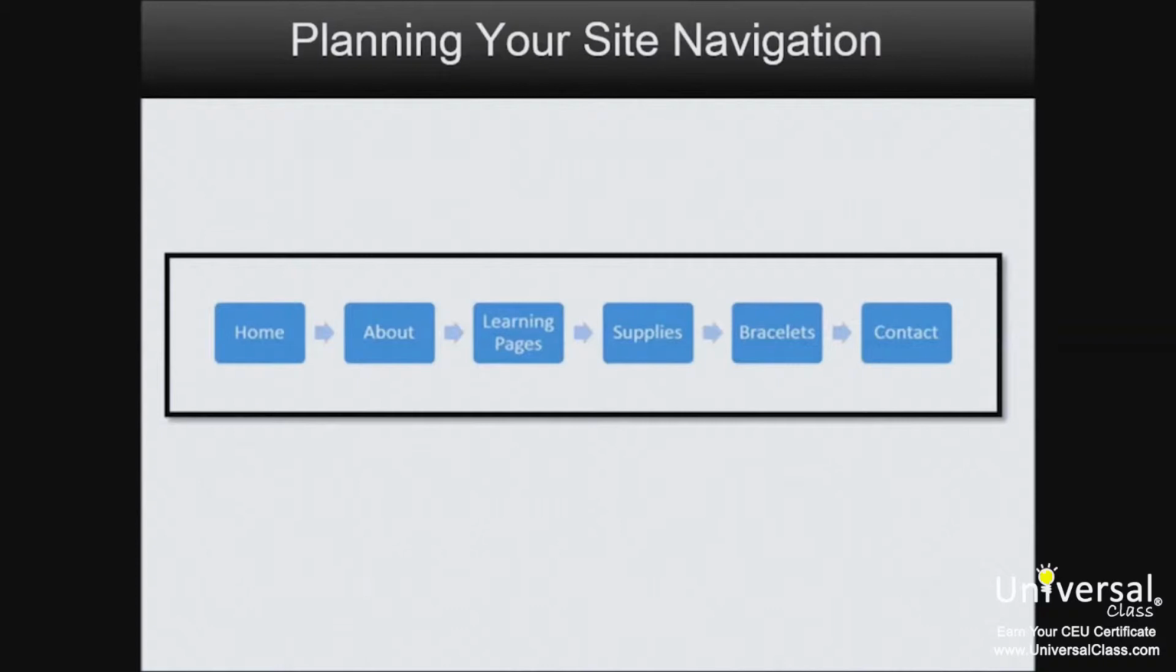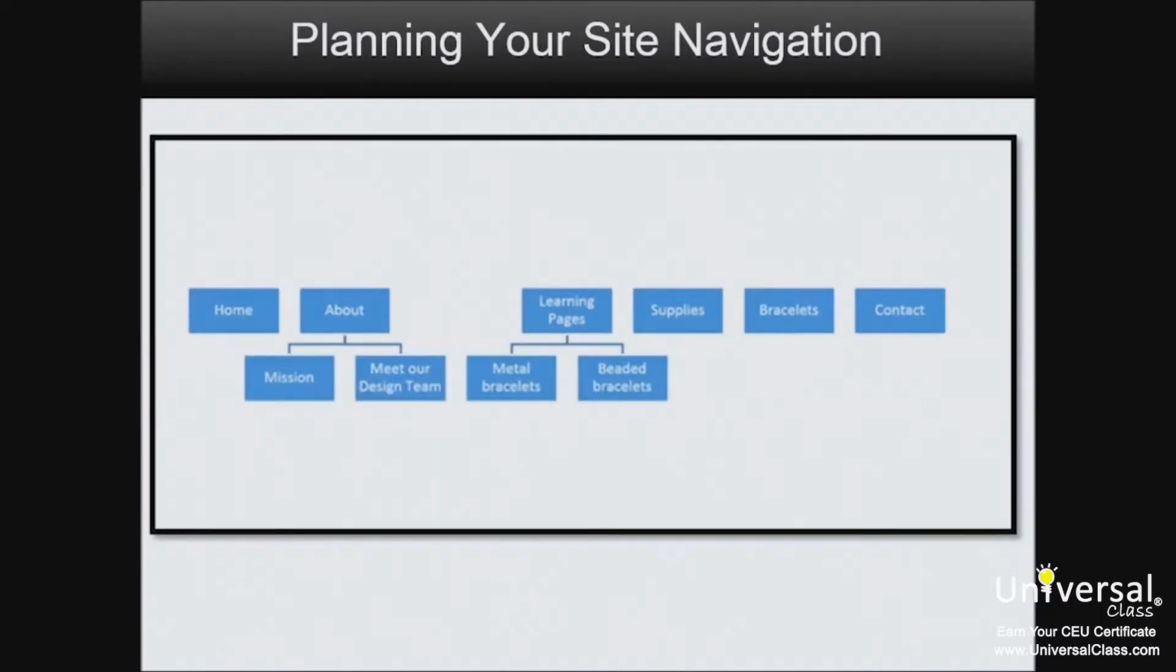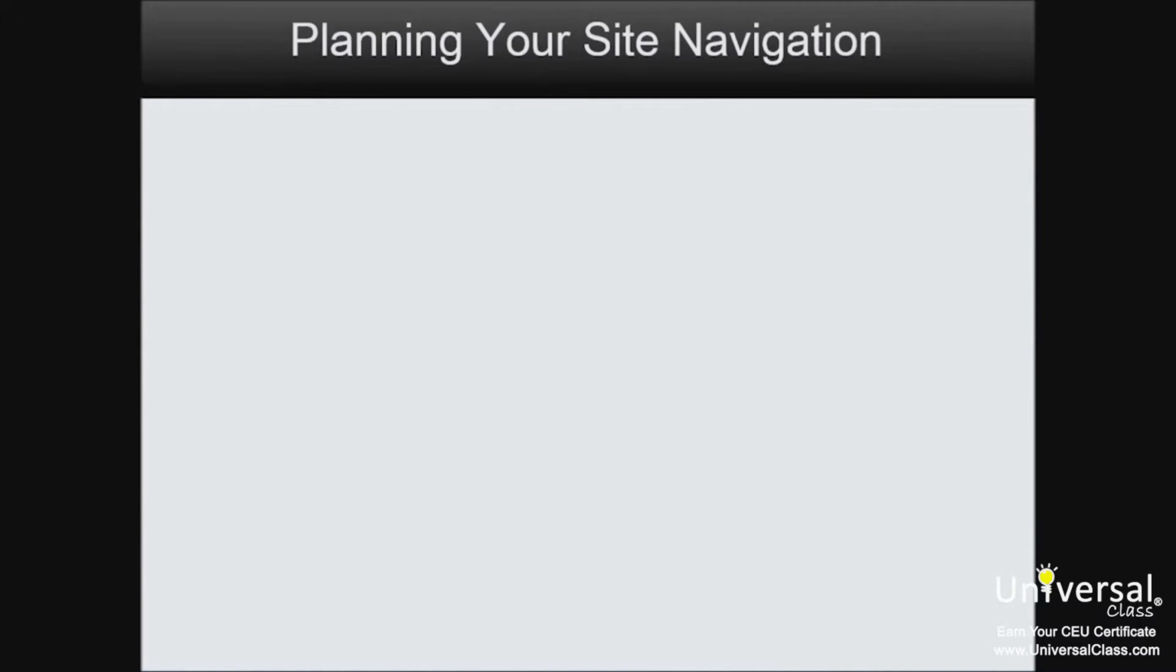As you can see in the diagram here, the Home, About, Learning pages, Supplies, Bracelets, and Contact pages are our top levels. In other words, these are the pages we want showing in our navigation system when someone lands on our home page. In other words, these are main pages. The secondary level pages are pages that relate to their top level parent. It's very similar to topics and subtopics in the last section. Plan out your pages to decide how many you'll need. You can use your brainstorming notes from the last lesson.